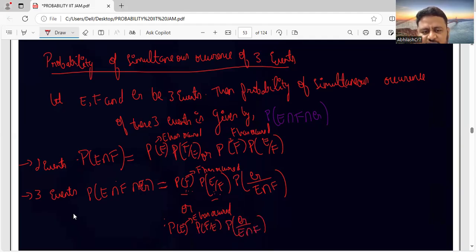So this is the formula, friends, which you have to remember. This is for two events, and this is for three events.